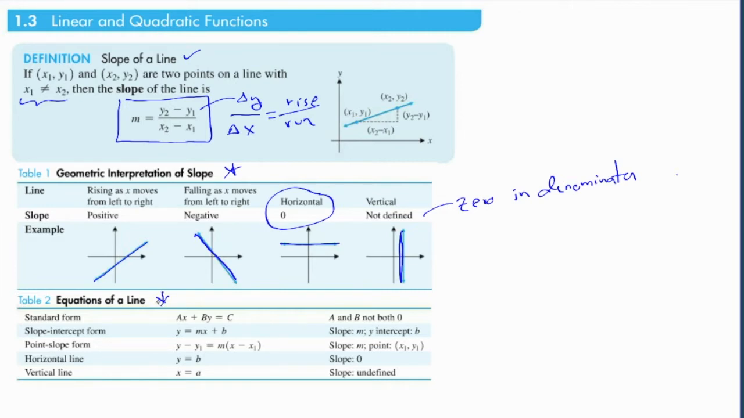Table 2 addresses different forms for linear equations. We have the standard form, the slope-intercept, point-slope form, the formula for horizontal and vertical lines.